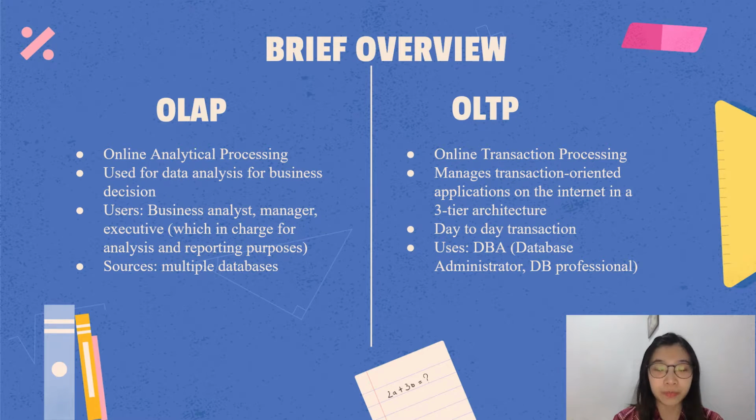Transaction Processing. So it manages transaction-oriented applications on the internet in a three-tier architecture. The use of OLTP is to manage day-to-day transactions of an organization, and usually the users are end users such as the DBA and also database professionals.